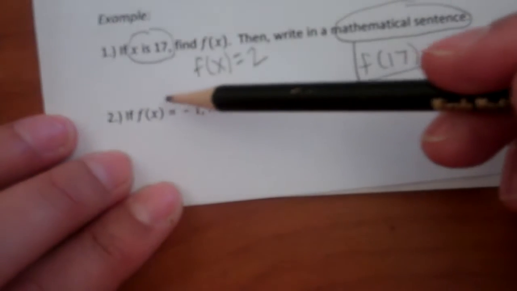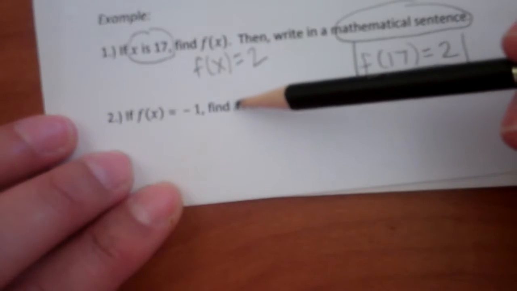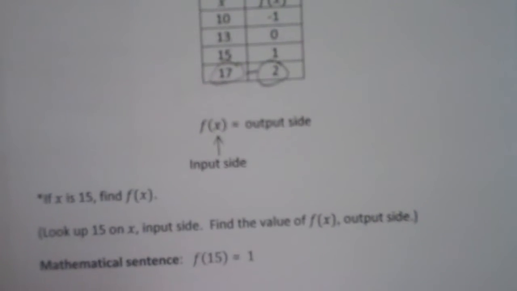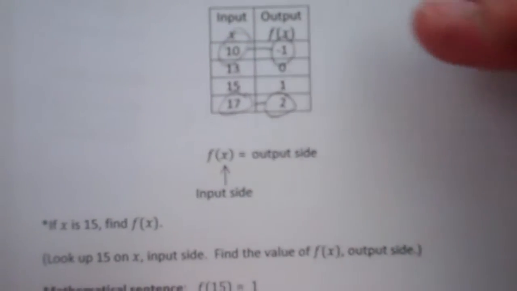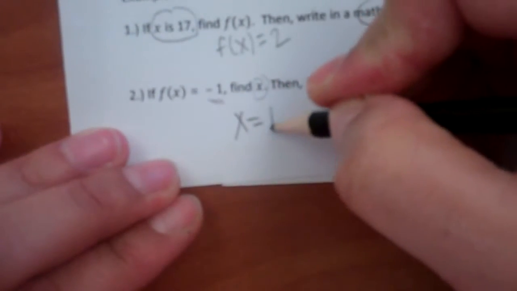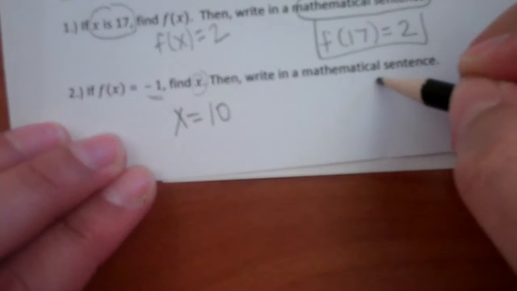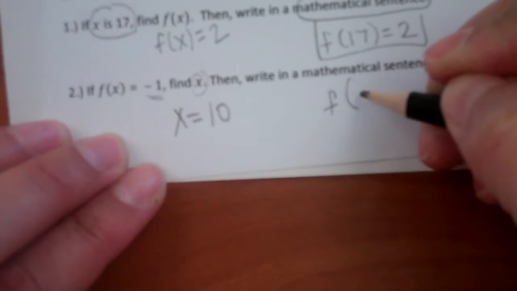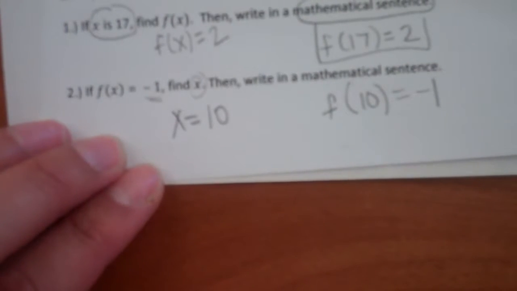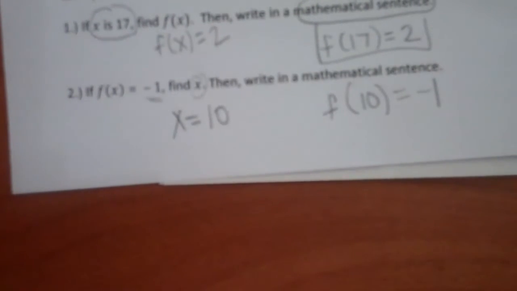And the last one, if f of x equals -1, find x. So I'm given the output side, I need to find the input side. So I'm going to go over here. So I'm looking up to find -1. I find that -1 on the output side is here. So the corresponding input is 10. So down here, x equals 10. However, it says write in a mathematical sentence. So f of 10 equals -1. There's my mathematical sentence, and that's how you do function notation and reading tables.